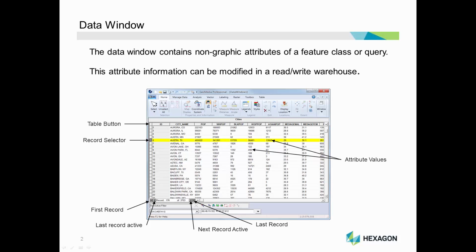Data can be filtered, sorted, or selected. When stored within a read-write warehouse, the attributes can be modified directly within the data window. Let's open GeoMedia and see some examples.